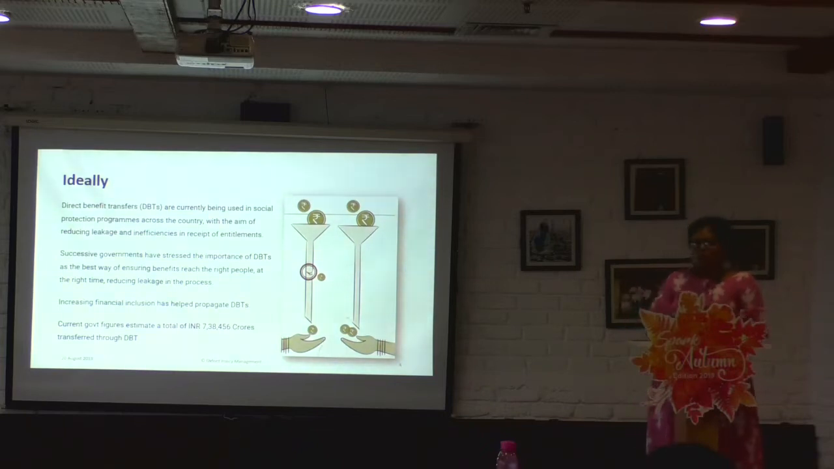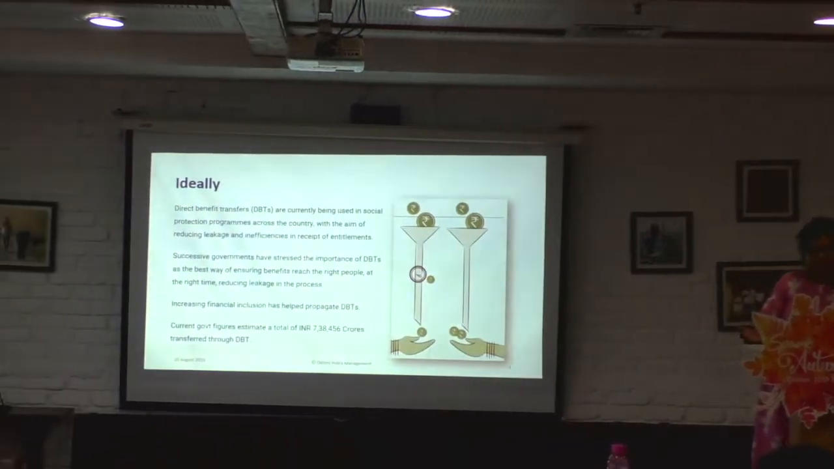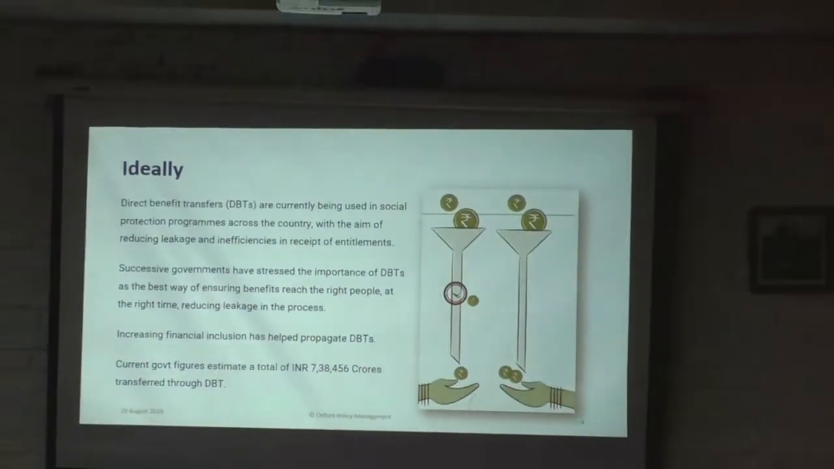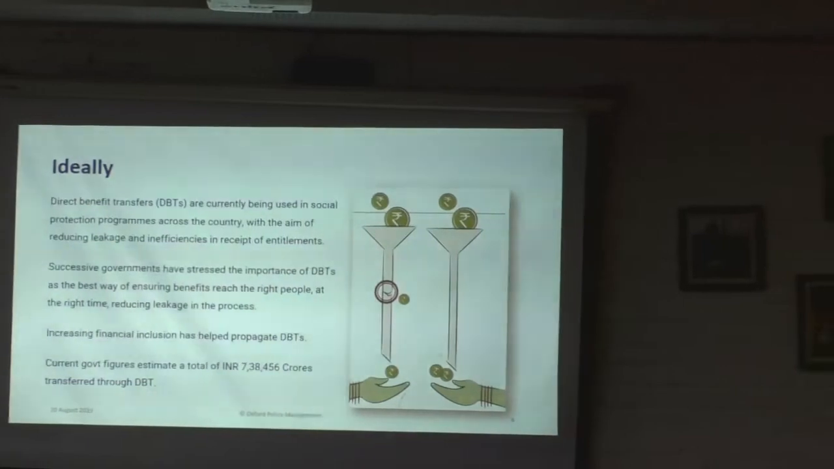A DBT also helps identify who should be entitled for a certain benefit or under a certain scheme. It helps reduce duplication of beneficiaries. It helps remove certain ghost beneficiaries out of the system. What a DBT promises is the right people will get the right benefit at the right time, right? From a policy perspective, it's quite an enticing idea, and successive governments, central, state, across different political dispensations, have been quite keen to use DBTs within different schemes.